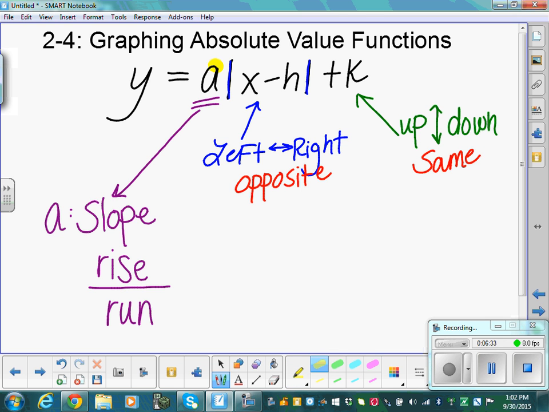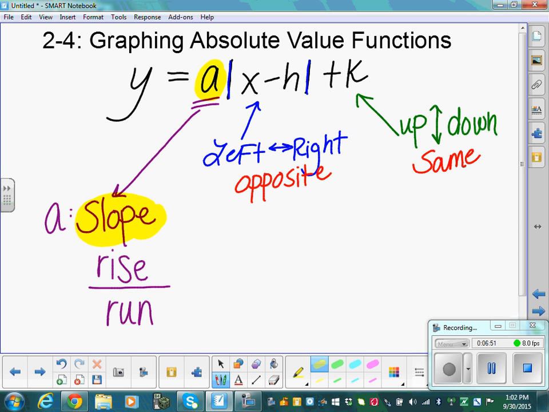Now, the major difference in absolute value functions is our a. So this a in front isn't an acceleration in absolute values. It's actually a slope. So now slopes are graphed rise over run. So you'll take the rise over the run and you'll graph it. After you've decided where it shifts, then you'll graph the slope. So you'll do the rise over the run.